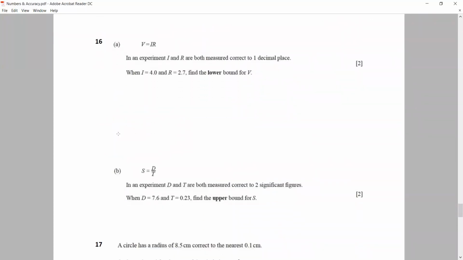So here we have a formula to find the voltage across an electrical component, which carries a current I and has a resistance of R, right? Maybe you have learned this in physics, but it doesn't matter. You can treat this just as an equation. So measured to 1 decimal place. So this is 1 decimal place. And why did I write it here?